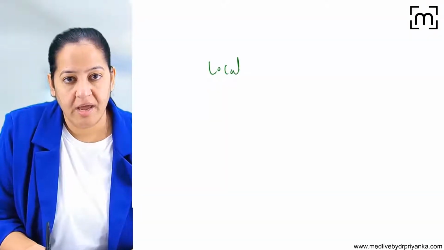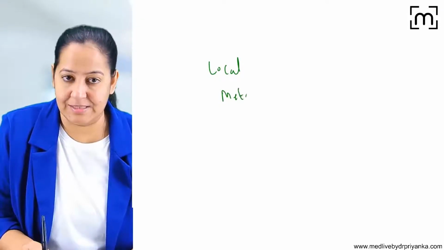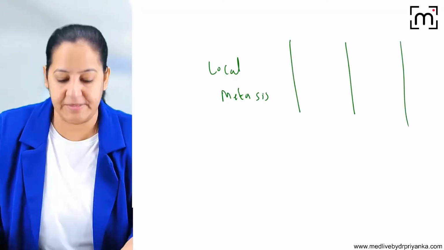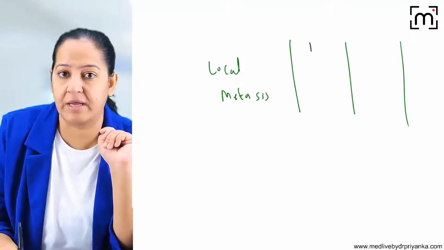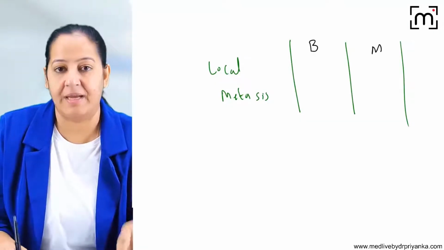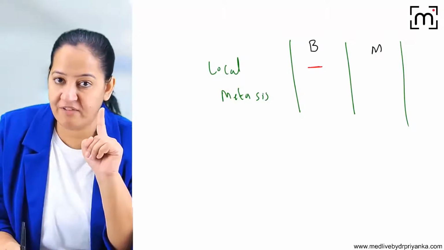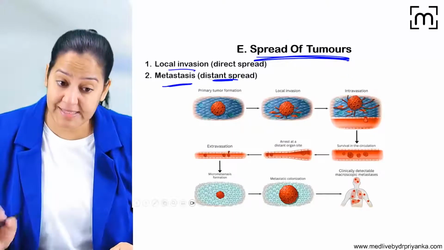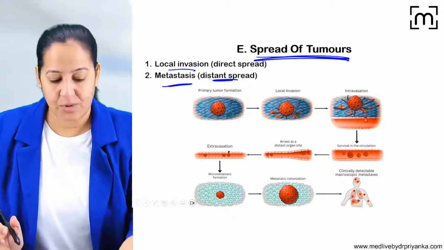Now both these features, the local invasion and the distant invasion, that is metastasis, both of them are absent in benign and both of them are present in malignant. Mind my words very carefully. Both of them are absent in benign. Benign tumor neither shows local invasion nor shows metastasis. Malignant tumor shows local invasion as well as metastasis. Please learn them by heart and understand it. So I hope you are getting it.